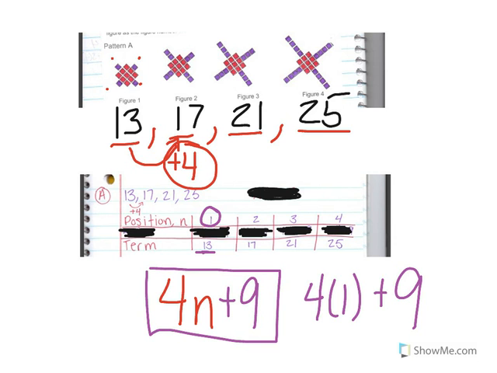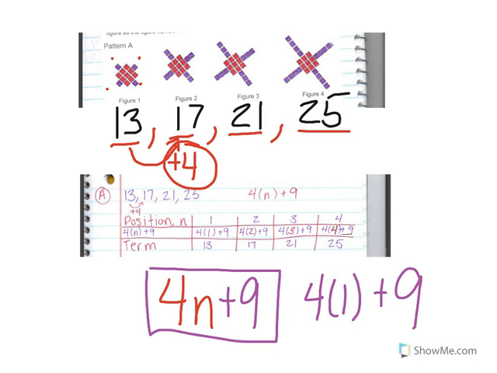Let's double check with the other positions and just make sure that's right. This would be 4 times 2 plus 9. And that gives us 4 times 2, 8, plus 9 is 17, so that's good. Our next one would be 4 times 3 plus 9, and that works out also, and we're good.